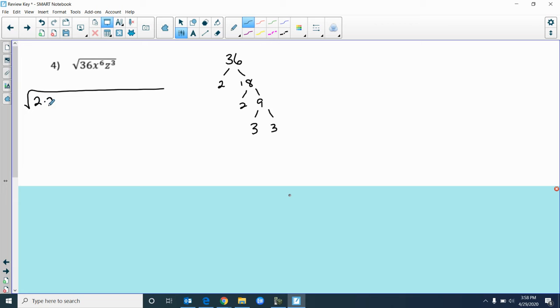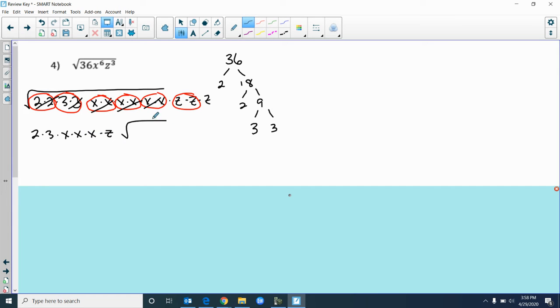And so I get two 2's, two 3's, x to the 6. Now, if you're good with your exponents, you don't need to write them all out, but if you're not quite sure, write out all 6 of them and then 3 z's. And we're looking for pairs. Pair of 2's, pair of 3's, 3 pairs of x's, and a pair of z's. Every pair comes out. I got a 2. I got a 3. I got 1, 2, 3 x's. I got a z. The only thing that's left is a z.